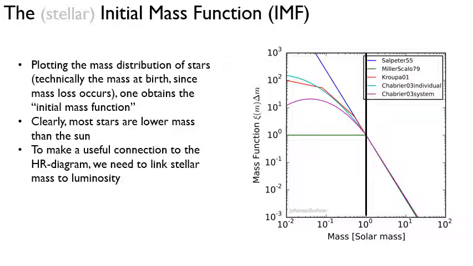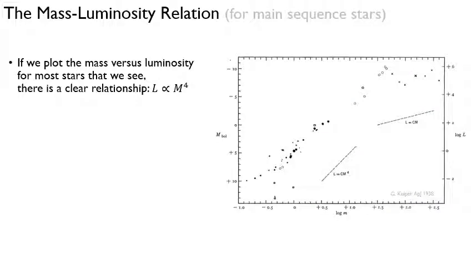Now, we want to be able to say something about the HR diagram, right? That's what this little presentation is about. But that HR diagram just had luminosity versus temperature. So let's see if we can link mass to luminosity and then somehow gain a better understanding of what we're seeing in our HR diagram. So it turns out if you just go ahead and take stars and you plot their luminosity versus their mass, and in this case you have log scale, you get a very clear relationship, right?